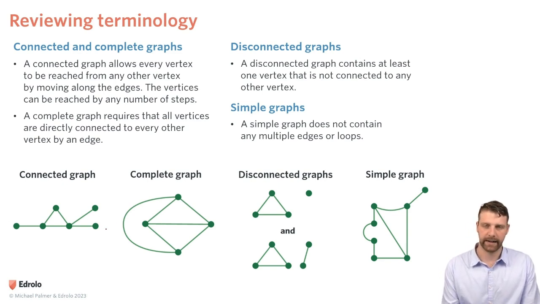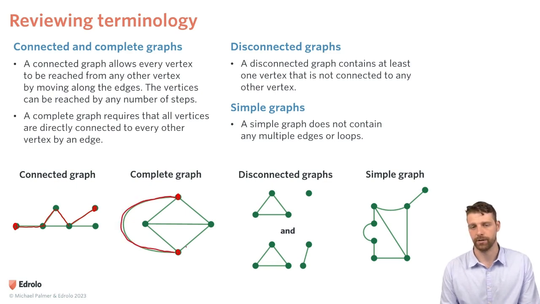On the left here we have a connected graph. You'll notice that this vertex is not connected directly to this one, but we can still reach it by, say, walking through like this. So that's connected. This complete graph is also connected, but we call it complete because if I choose any two vertices, there's always a path directly between them. So you could pick another two and verify that there is an edge connecting those two vertices.